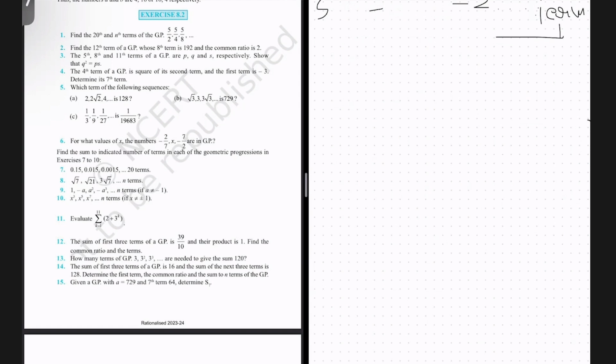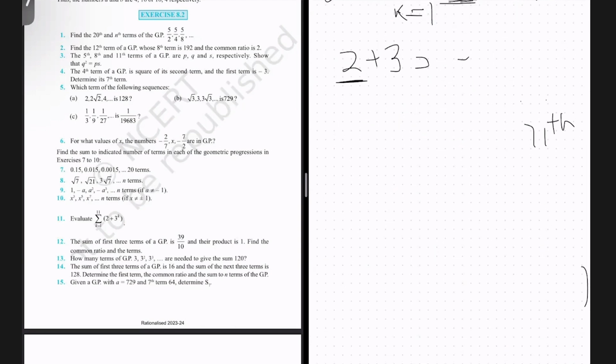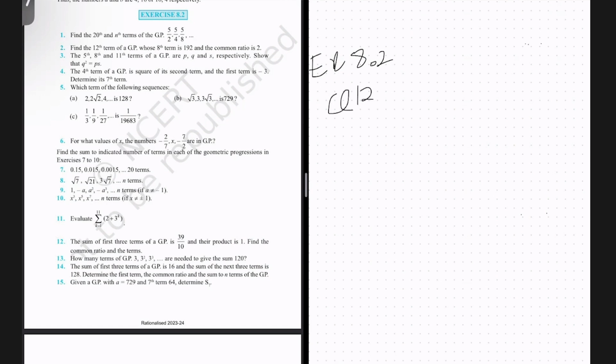Moving on to the 12th question. In question number 12, we have been told the sum of the first 3 terms of a GP is 39 by 10, and their product is 1, right?